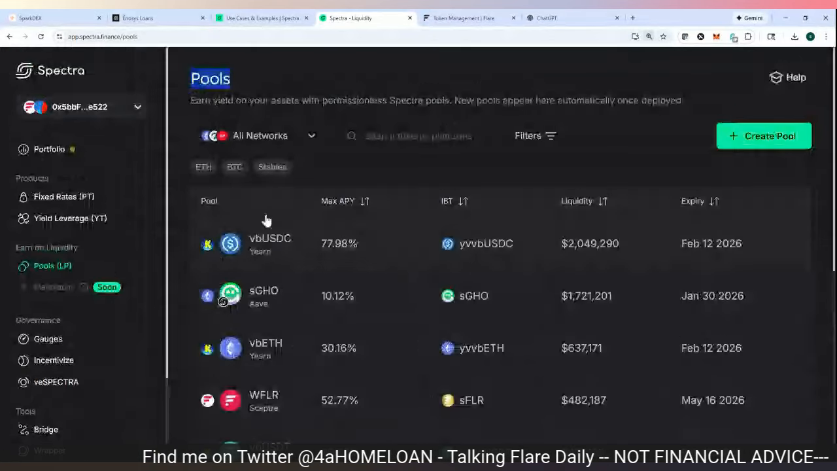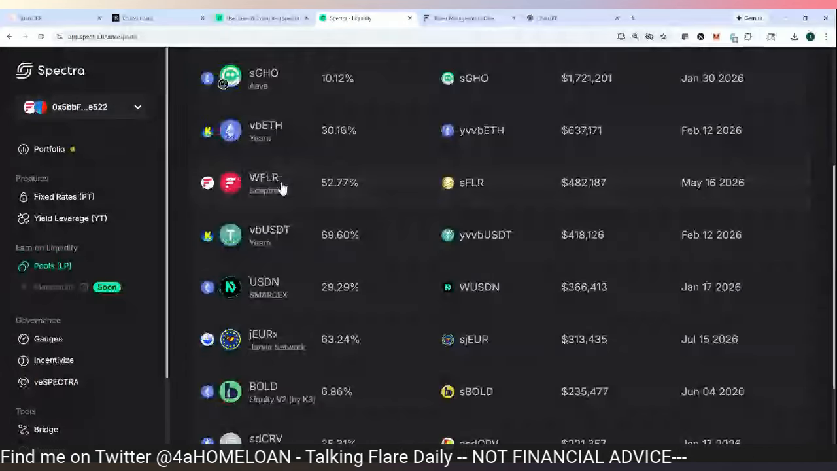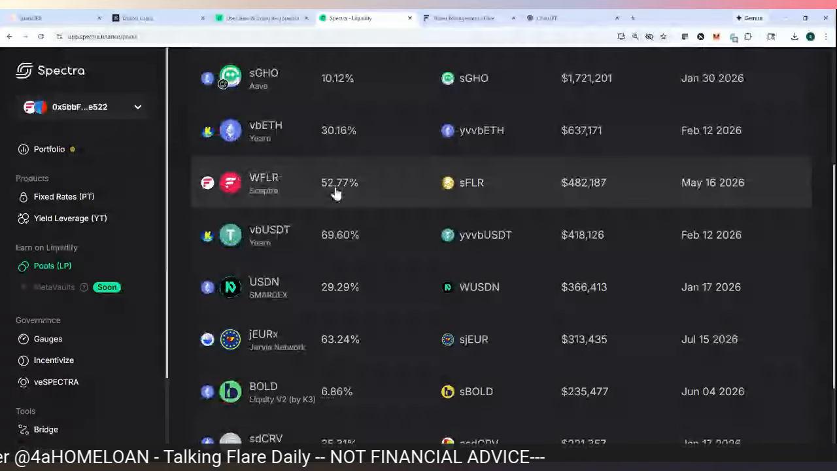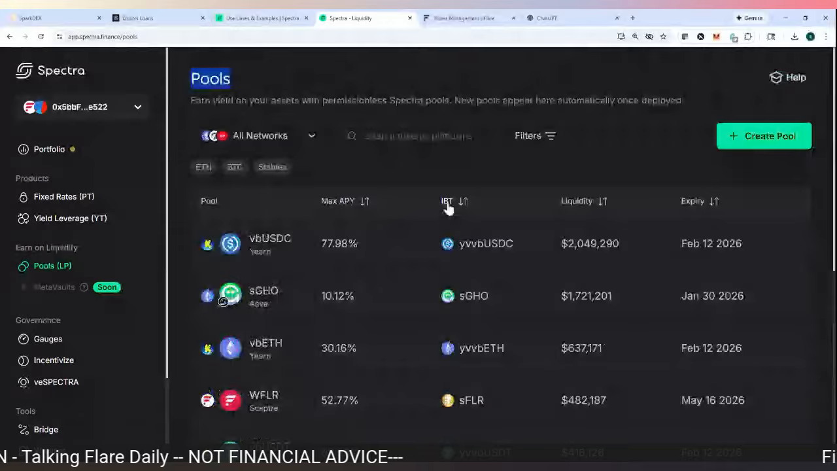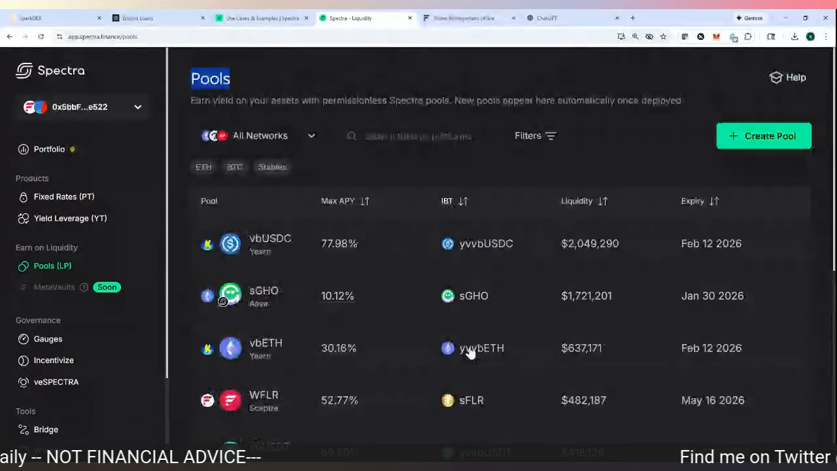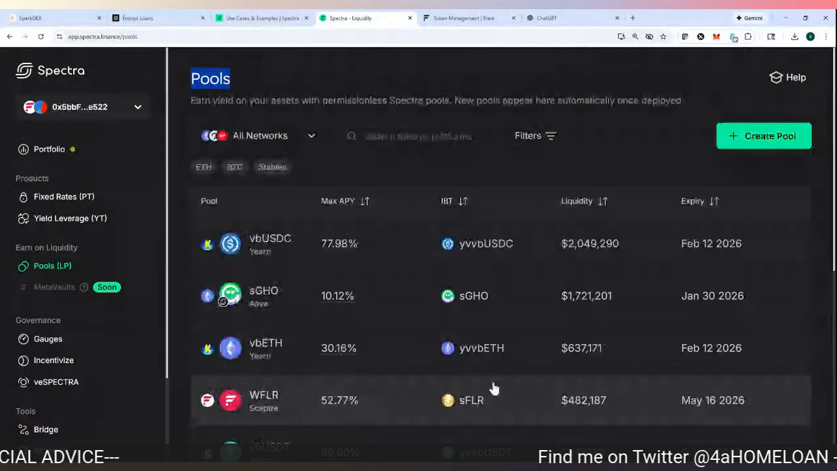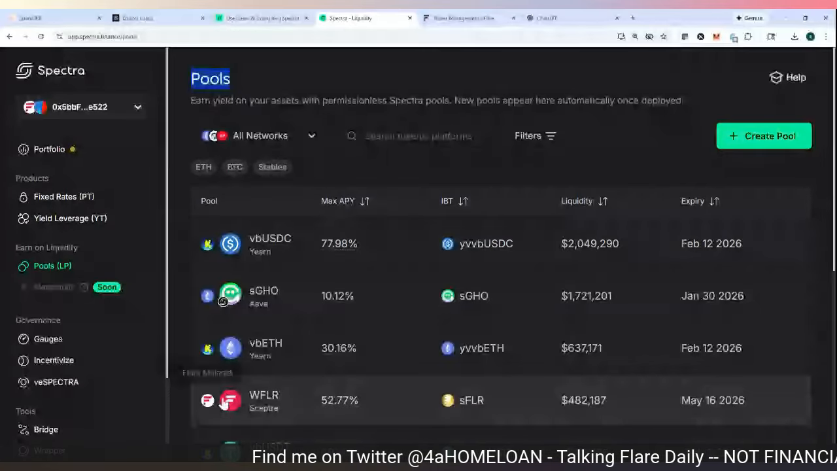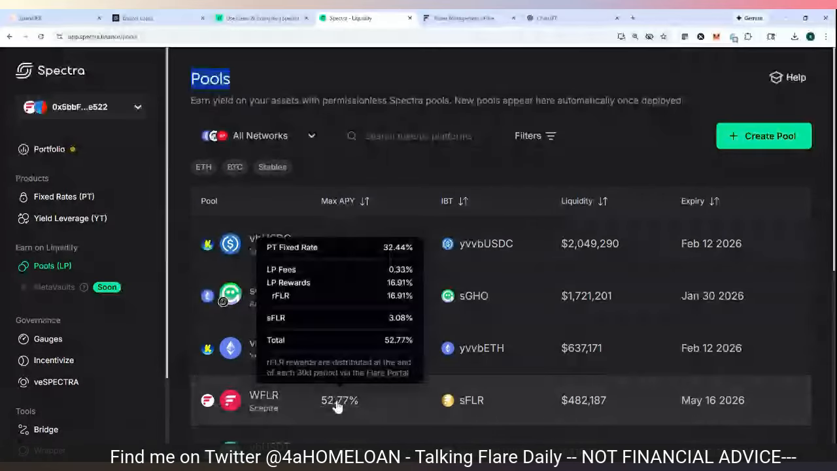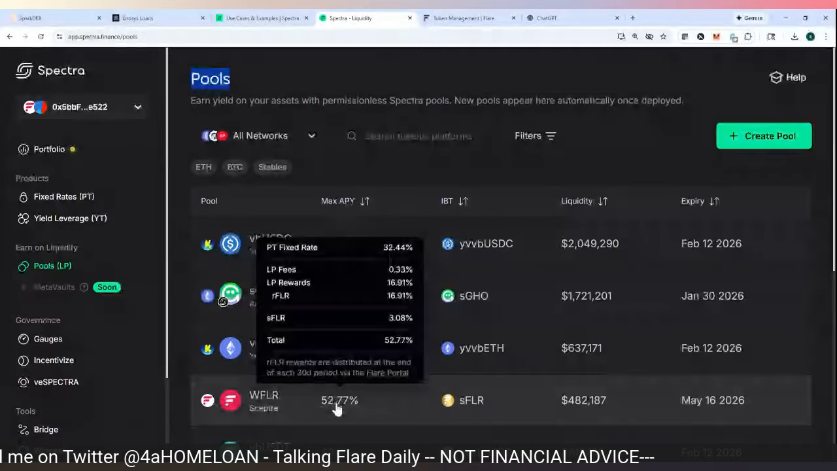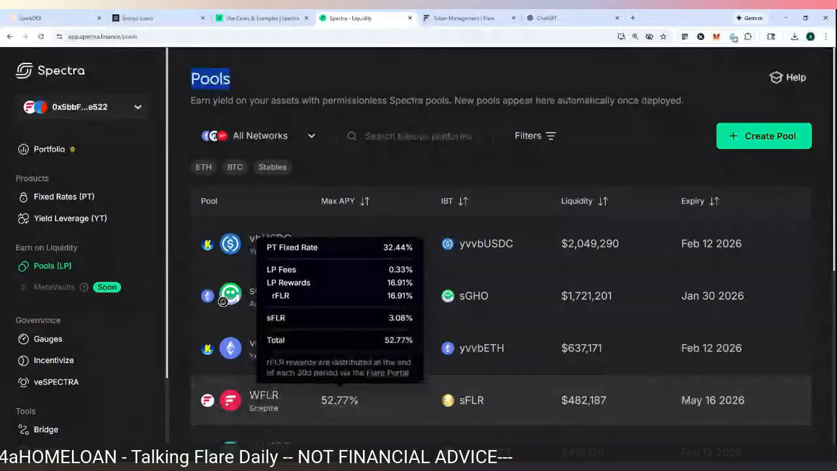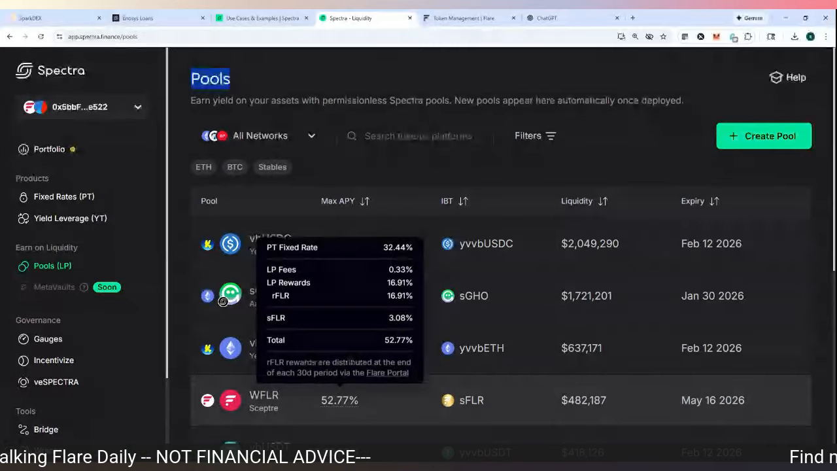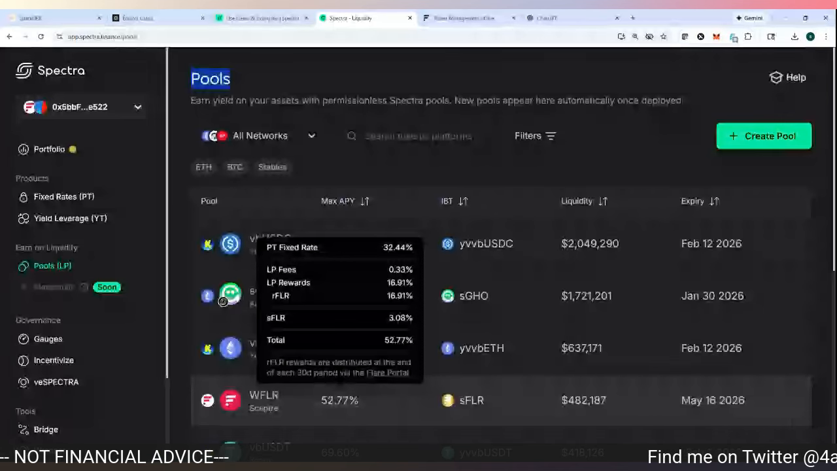Okay. So you're going to go to pools, and you're going to go down and look for wrap FLR, right? And you see right here, it's showing you what the interest-bearing token is. The interest-bearing token on FLR is, of course, sFLR. And it shows you the pool. So this is FLR, and then wrap FLR. And then you've got to look at the max APY and what makes up that APY. 52.77% is what this is showing right now, right?